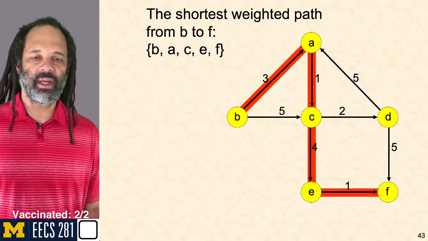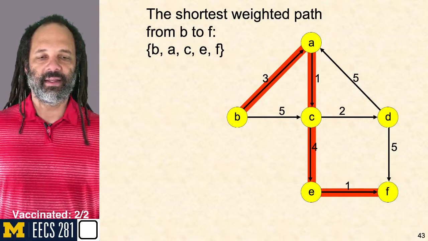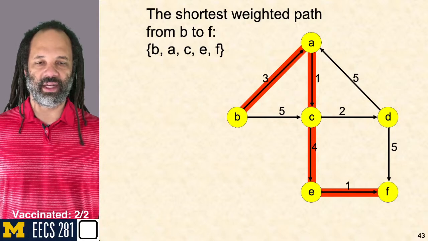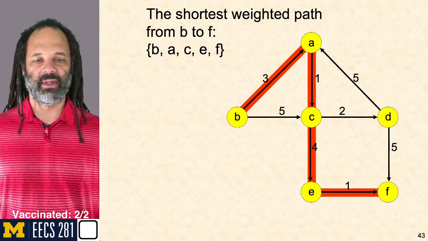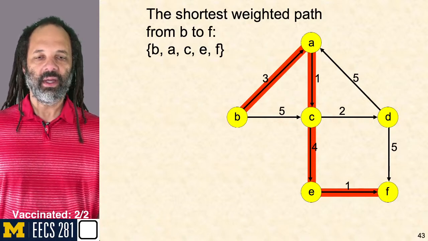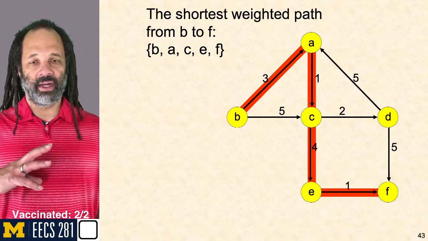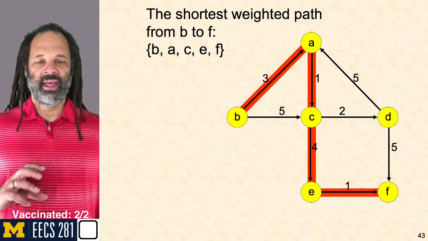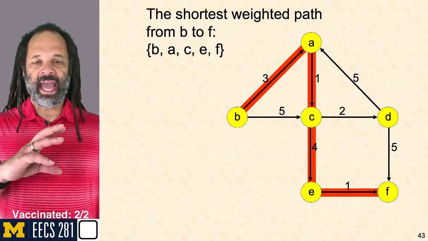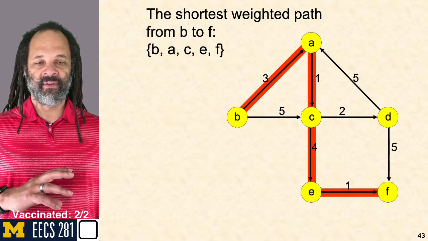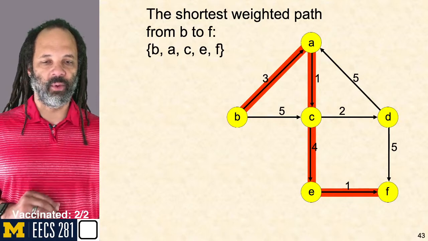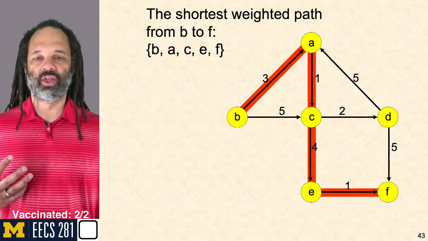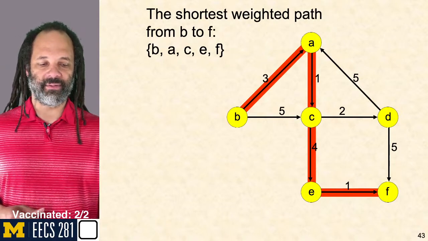So here is a graph that's got these 6 points in it, A, B, C, D, E, F, and this one is a directed graph. We can do this with undirected graphs or directed graphs. So we're looking for a shortest weighted path from B to F. It goes from B to A for 3, A to C for 1, C to E for 4, and then E to F for 1 more. Total weight is 9. That's my shortest weighted path from B to F.